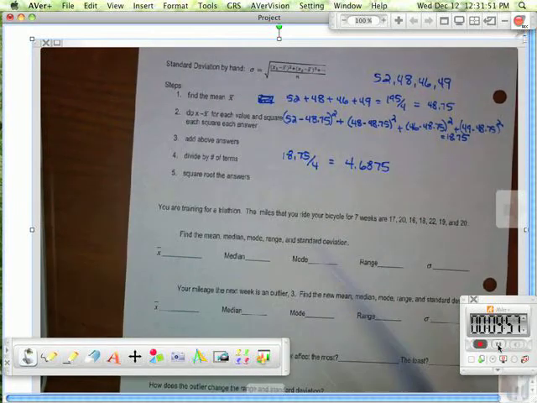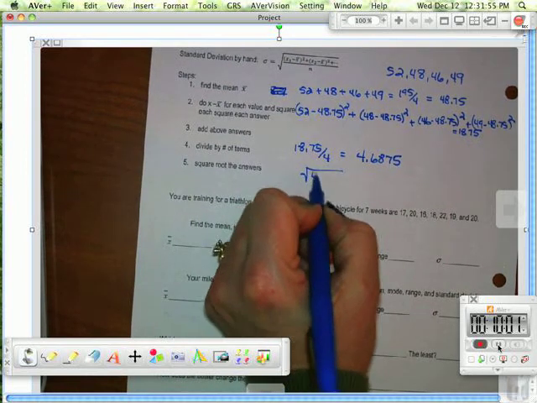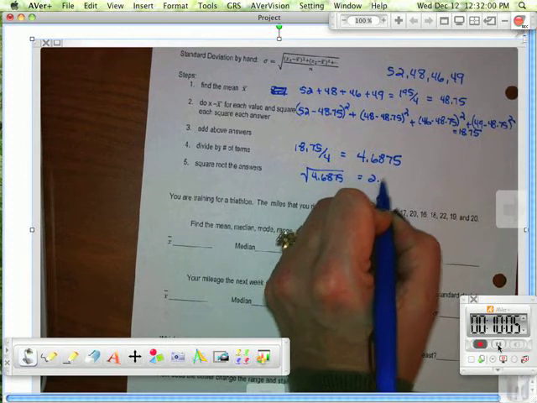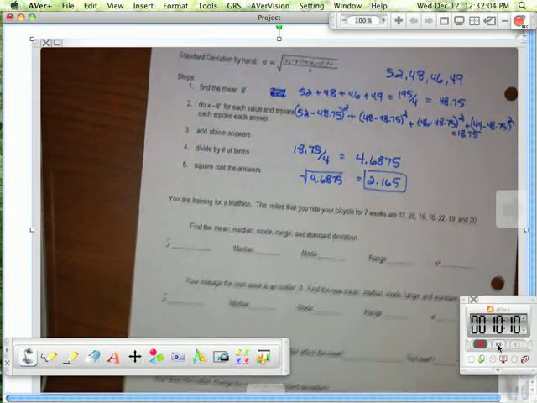So take the square root of 4.6875 and it equals 2.165. So the standard deviation for this particular set of data is 2.165.